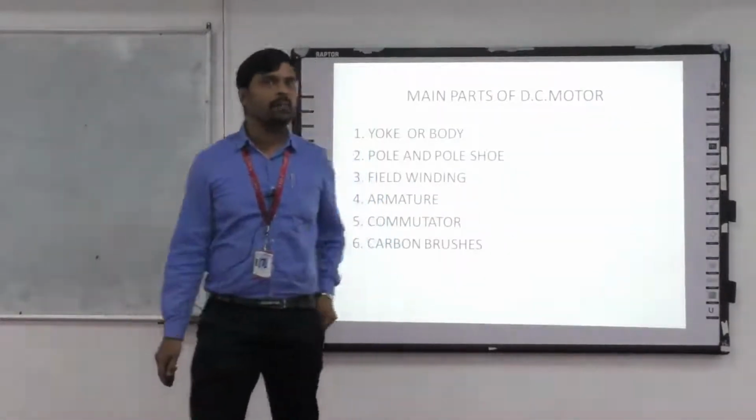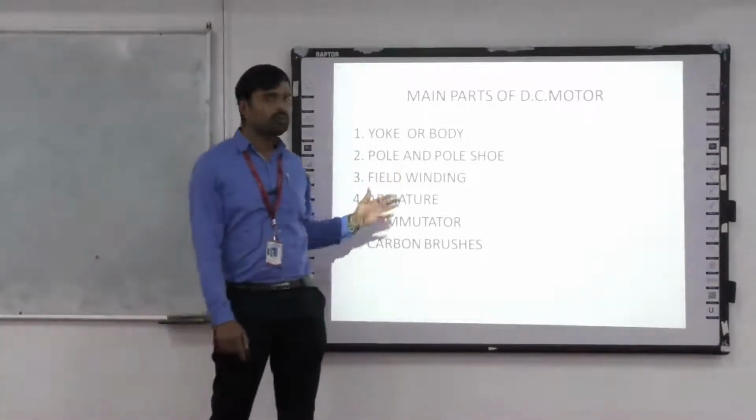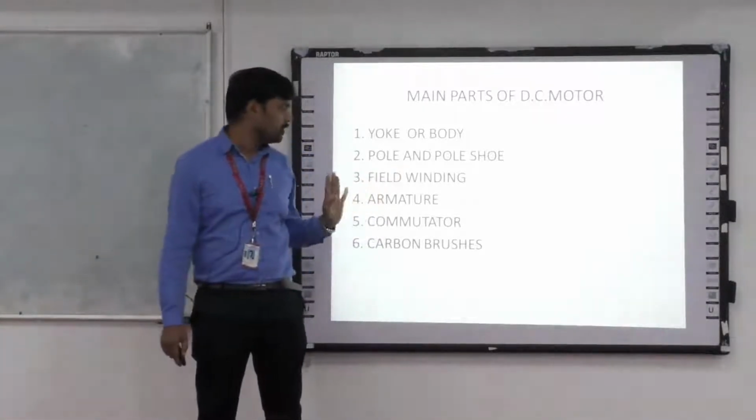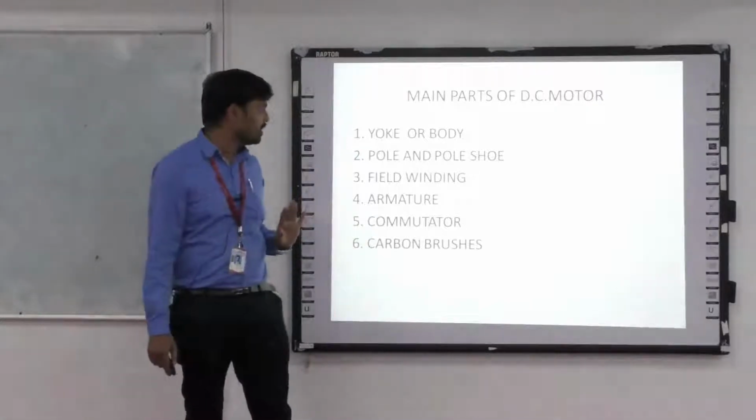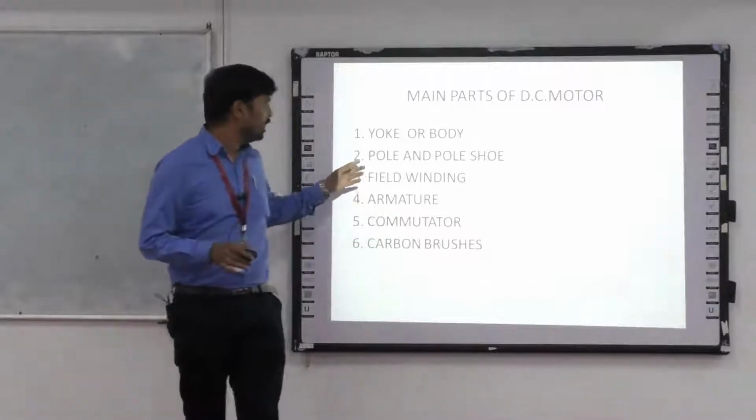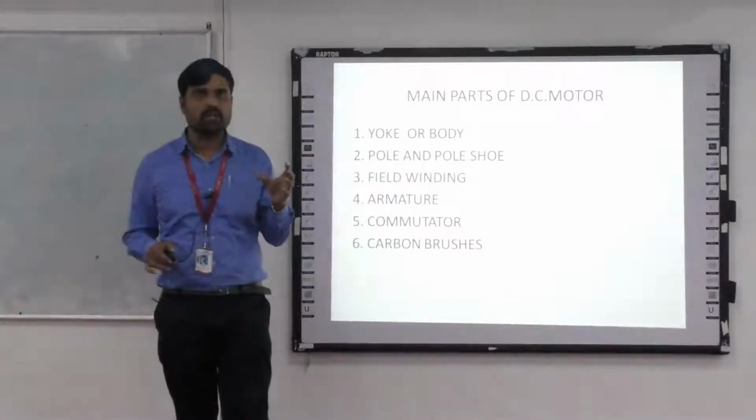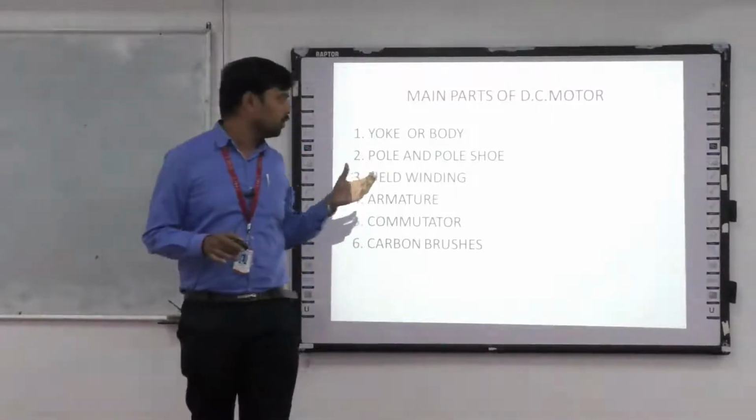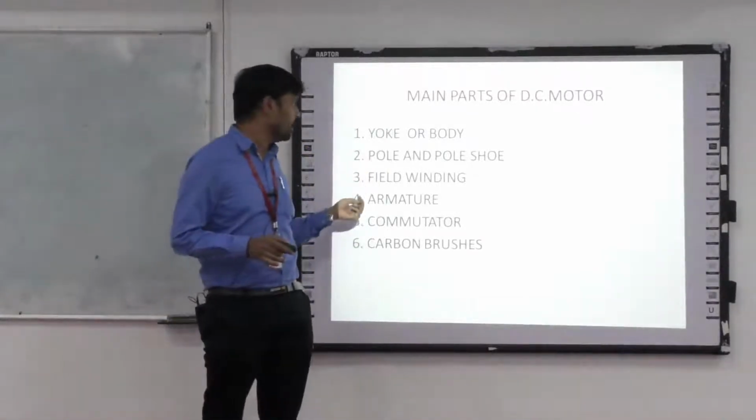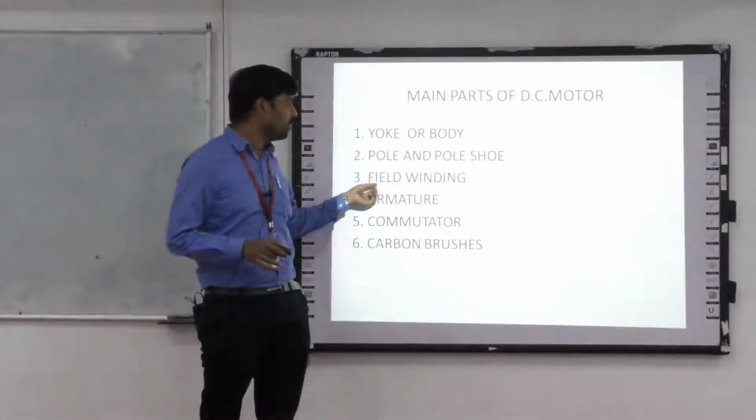What are the main parts of the DC motor? A DC motor has a yoke, pole and pole shoe, field winding, armature, commutator and carbon brushes. The yoke is the constructional body. Next, the pole shoe: on it we place the poles. Poles are nothing but the north pole and south pole, the field magnets. They are already wound with a coil, that is the field winding.